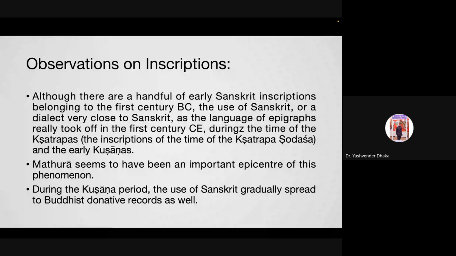The language is changing from Mathura, as we know that the Kushanas' second capital was considered to be Mathura. And during the Kushana period, the use of Sanskrit gradually spread to Buddhist donative records as well. So now Buddhists are also writing in Sanskrit. So this way, the language change phenomenon happened from the 1st century to the 4th, 5th century CE.